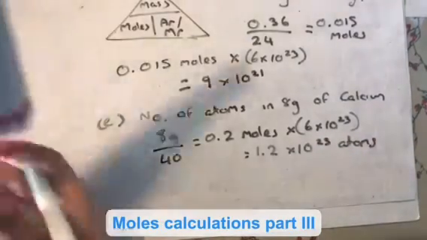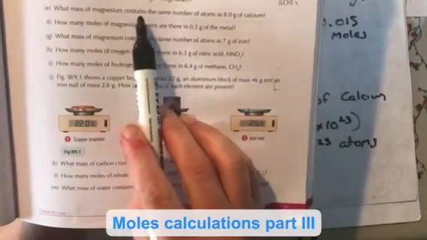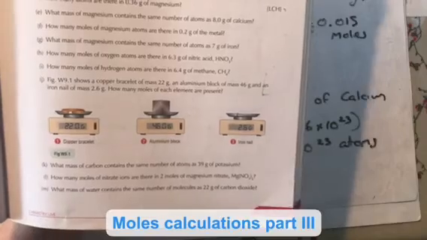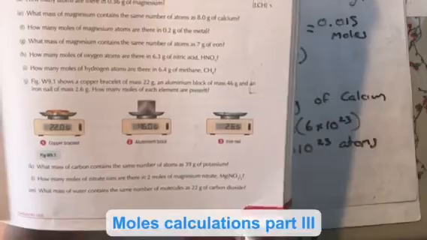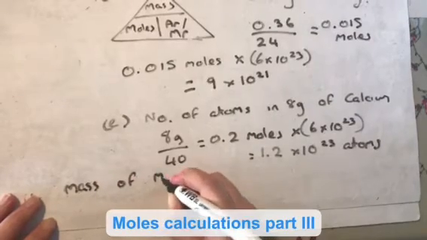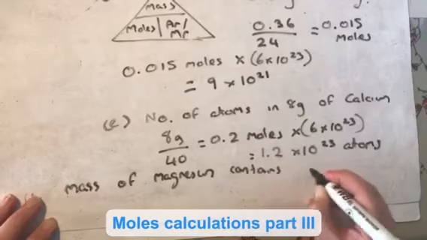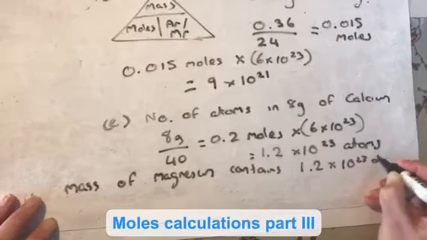Now let's have another look at this question. Now they're asking us what mass of magnesium contains the same number of atoms as 8 grams of calcium. Okay, so let's have a little look back here. Okay, so we're talking about how many moles of magnesium, what mass of magnesium. So we're looking for the mass of magnesium that contains 1.2 by 10 to the 23 atoms.